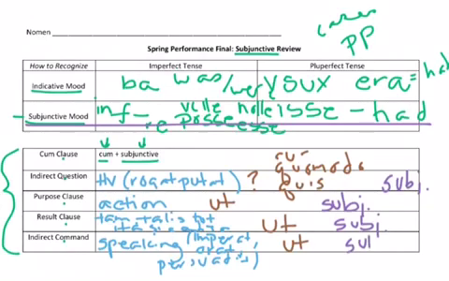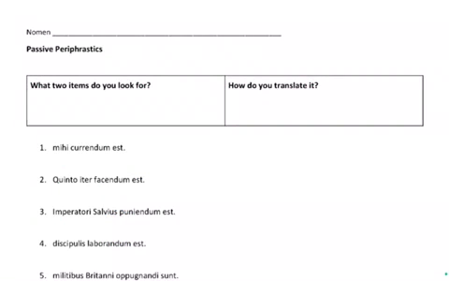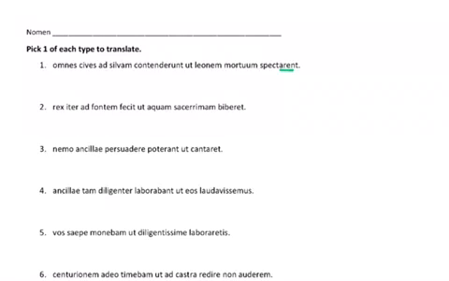Okay, so you've got the plan here for what to do. Keep this in mind, because you're going to have to find me a subjunctive clause and translate a subjunctive clause. Passive periphrastics we will come to in a moment. So let's do what I just said, okay?